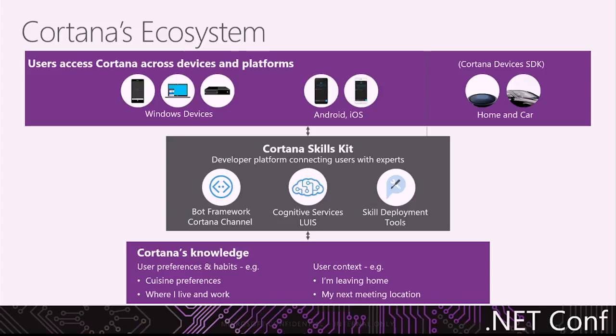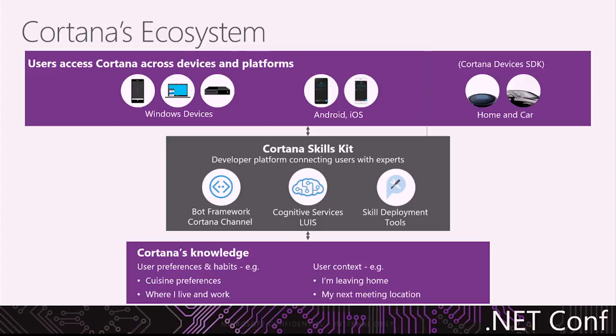When we think about the Skills Kit, we break this down into 3 parts. First is the Bot Framework Cortana channel, which is how you integrate your C# code into the Cortana experience. Second is several of Cortana's native capabilities as well as Microsoft's AI infrastructure. Things like the cognitive services, things like LUIS, items that make it very easy for you to understand the developer or the users that you're working with.